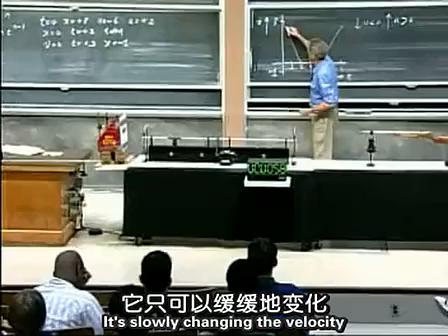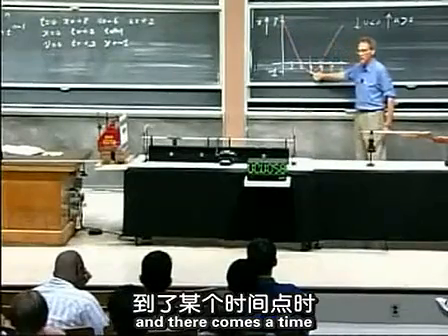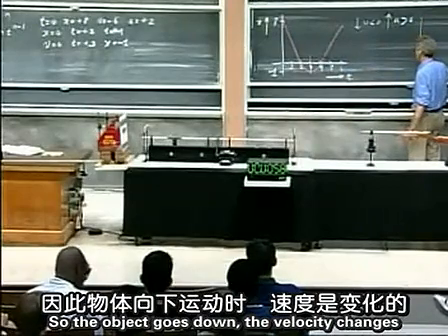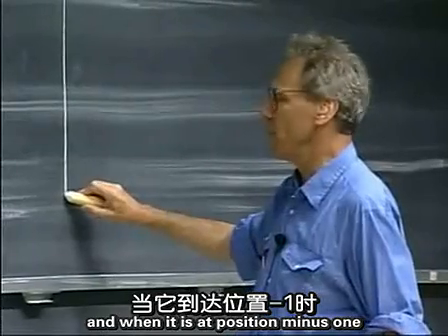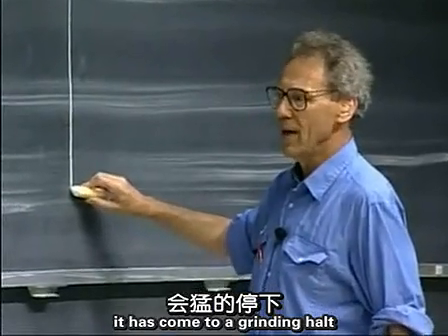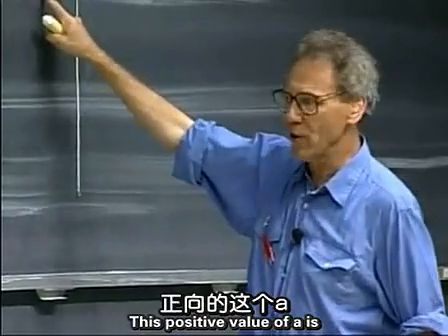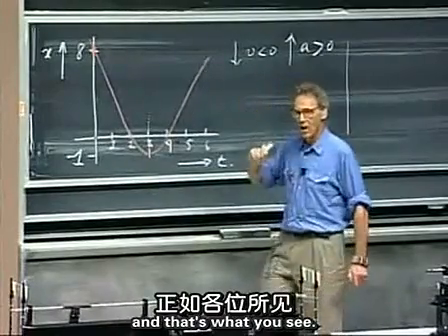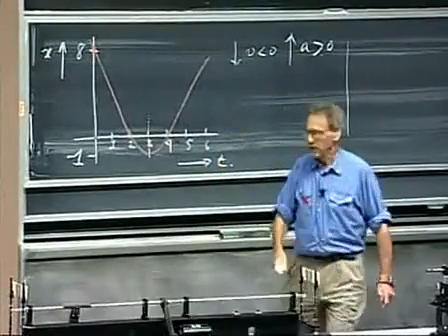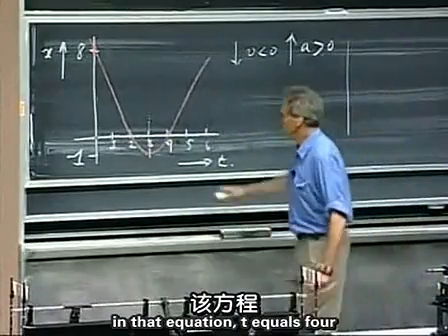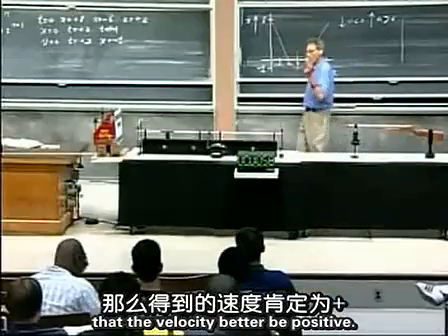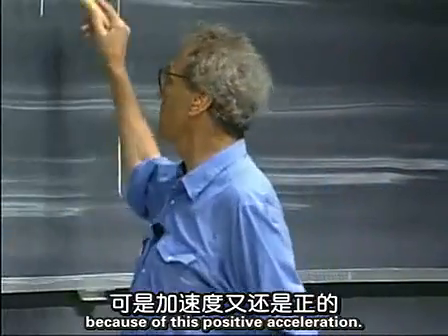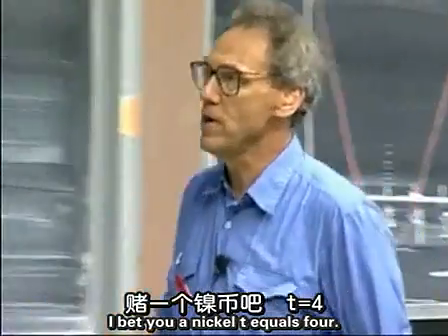It's slowly changing the velocity, and there comes a time that the velocity is 0. So the object goes down, the velocity changes, and when it is at position minus 1, it has come to a grinding halt, and now it is returning. This positive value of a is now increasing the velocity, and that's what you see. I therefore bet you a nickel that if you substitute in that equation t equals 4, the velocity better be positive. It has changed from a minus sign to a plus sign because of this positive acceleration. I bet you a nickel.